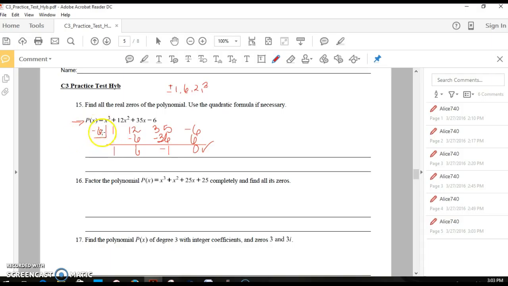And so my divisor times my quotient is a factored form of p of x, so this is going to be x plus 6 times the quantity. This is your remainder, your constant, your coefficient of x, your coefficient of x squared. So x squared plus 6x minus 1. Of course, there are no factors of 1 that when you subtract them you get a 6, so that means we're going to have to break out the quadratic formula. One of my roots is that negative 6.